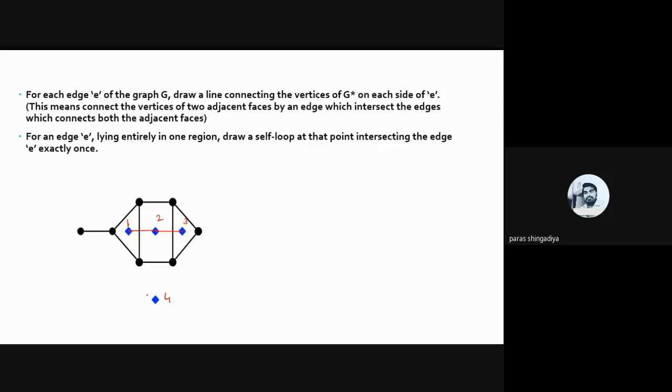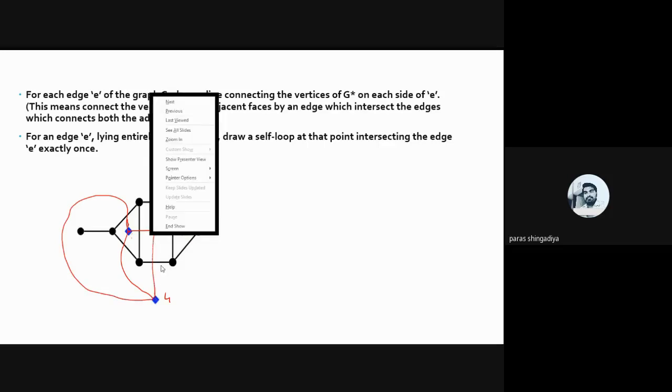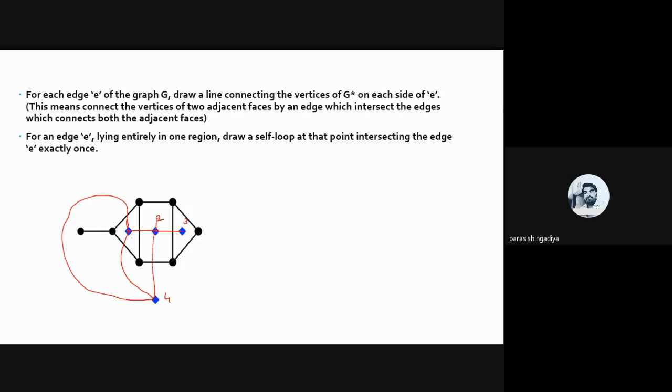So now check 1 with 4. 1 and 4 are adjacent by this below edge. 1 and 4 are also adjacent by this upper edge. So cross this edge and connect 1 and 4. 2 and 4 are adjacent by this below edge, and 2 and 4 are adjacent by this upper edge. So connect 2 and 4. Okay, 3 and 4 are adjacent by this below edge, and 3 and 4 are adjacent by this upper edge.